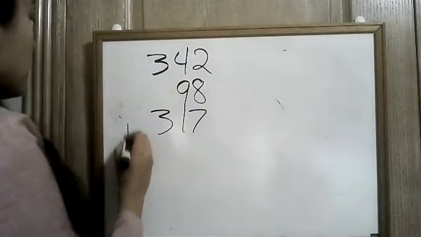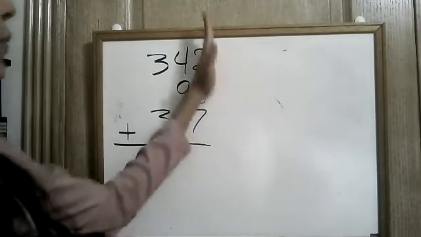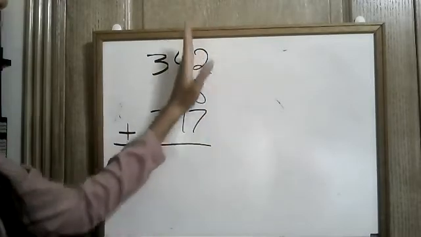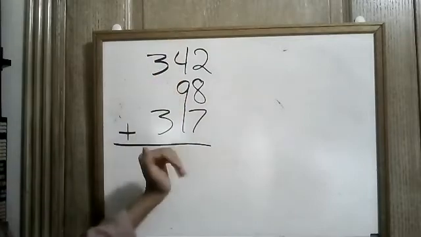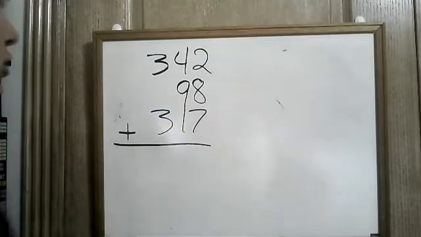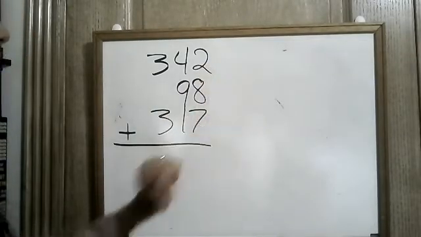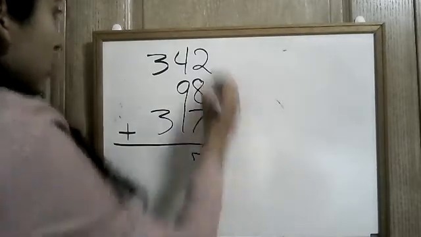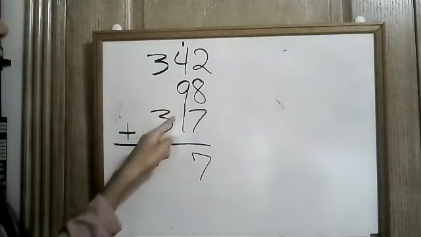So let's say I wanted to add them up. I have them lined up nicely because everything in the ones place can add up, everything in the tens place can add up, and everything in the hundreds place can add up. So let's go ahead and add this. 2 plus 8 is 10, plus 7 we have 17. Carry the 1. 9 plus 1 is 10.